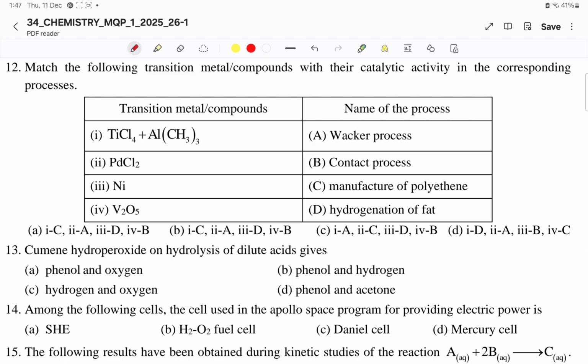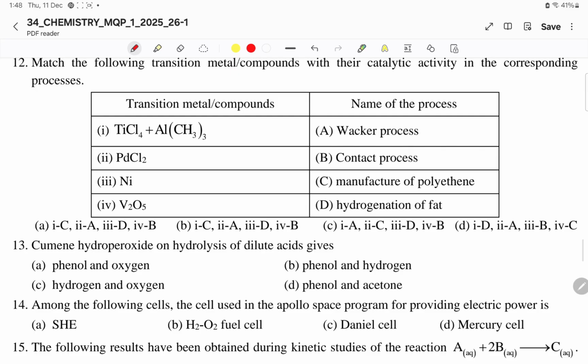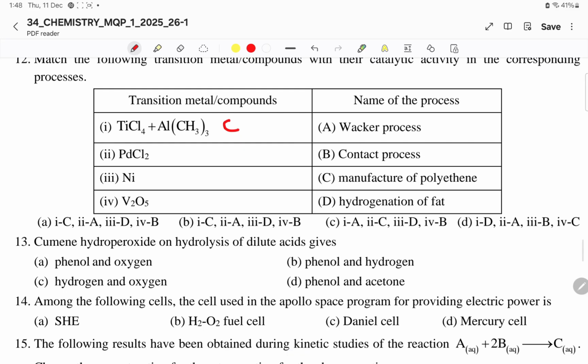Next I am going to solve question number 12. See, it is a matching type of question. For the first one, it is Ziegler-Natta catalyst, which is used in the polymerization of ethene. So option C is the correct one for this. Next, PdCl2 is used in Wacker's process. Nickel is used in the hydrogenation of fat. V2O5 is used in the contact process. CADB is the correct answer, option B.